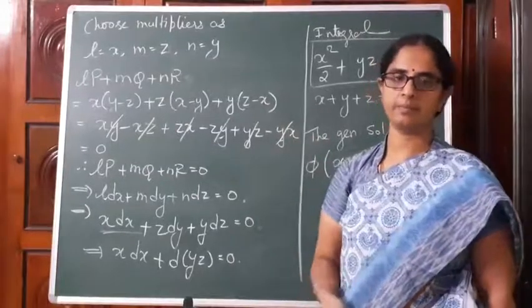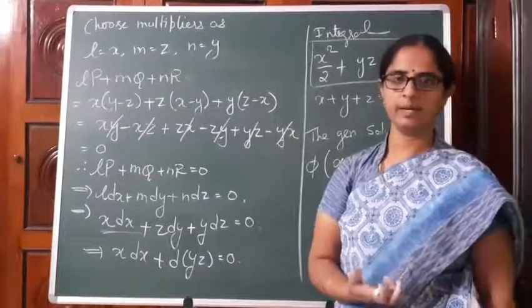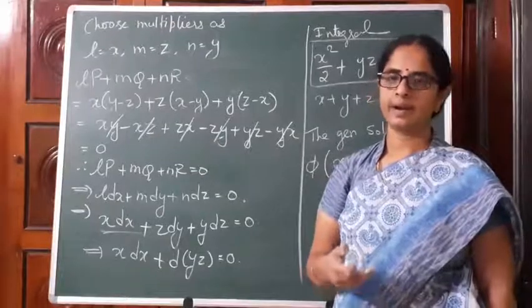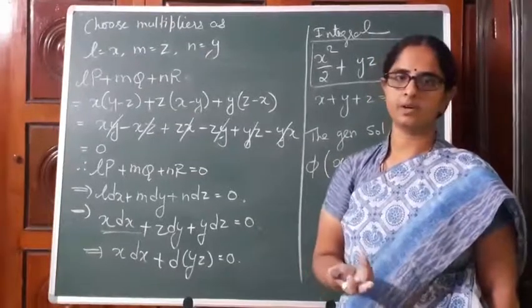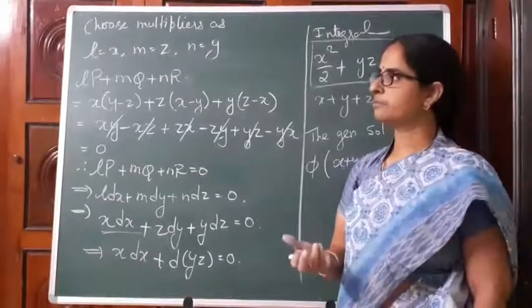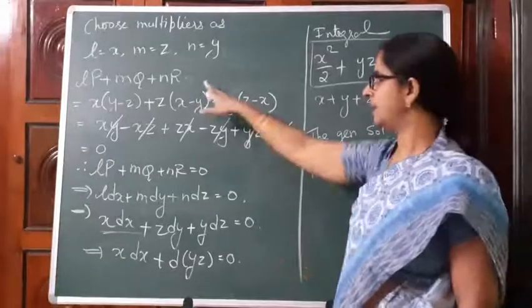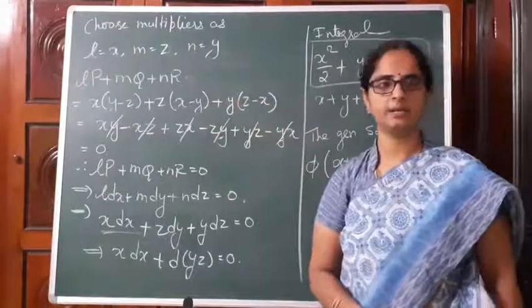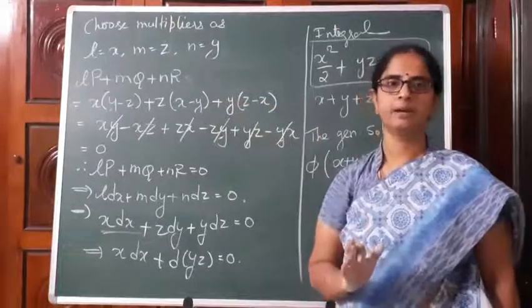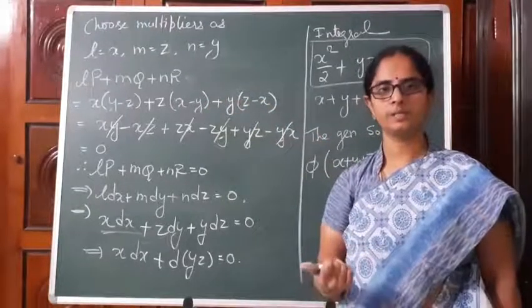Finding the multipliers is very important, and that you can get by practicing several problems. This is because this is trial and error. We have to check different options for l, m, n such that lP plus mQ plus nR is equal to 0. This can only be obtained when you practice several problems on this method.